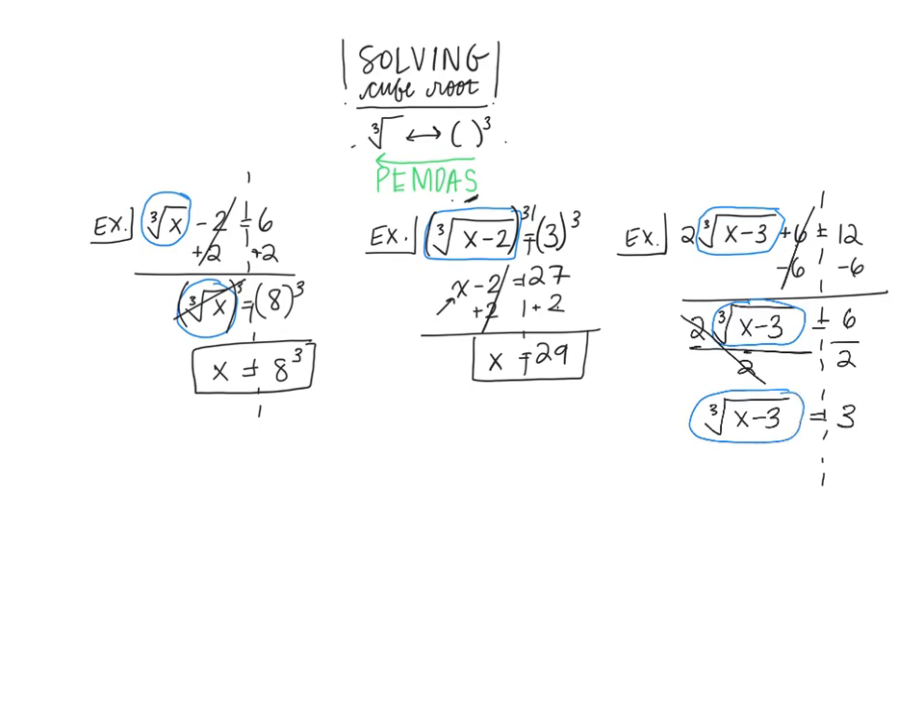So let's unlock it. Let's undo it with a cubed, because we know we undo a cube root with a cubed. I'm now going to be left with x minus 3 equals 3 cubed, which is 3 times 3 times 3, which will give us 27. Still with that x alone, I know I need to undo this minus 3. We're going to add 3 to both sides. So I'll be left with x equals 30.